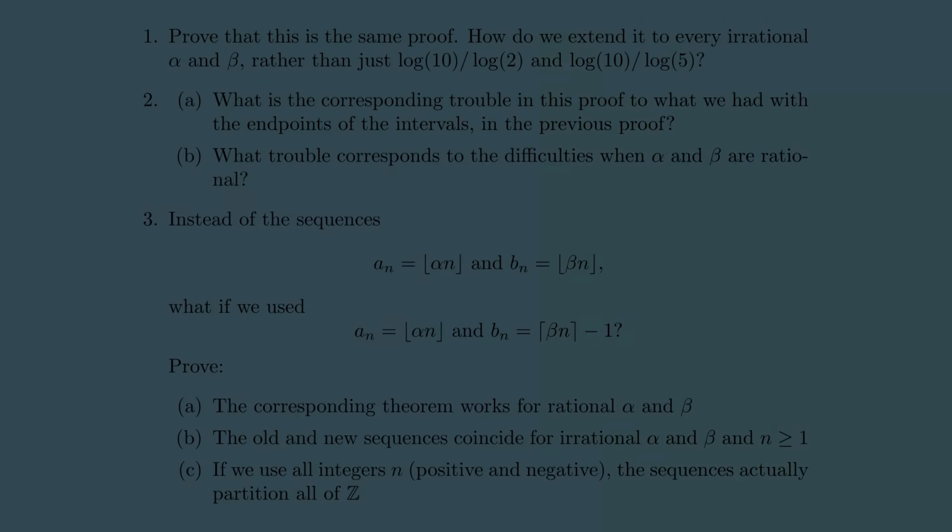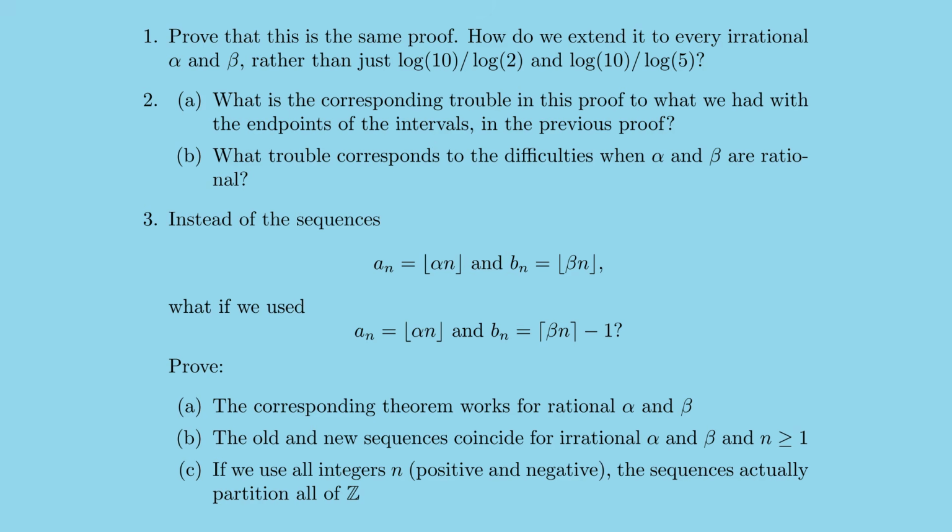Your challenge is to convince yourself that this is the same proof as the one from before, and see how to extend it to every pair of alpha and beta. Also, there was some difficulty with the endpoints. Where does that manifest itself here? And what is the corresponding trouble if alpha and beta are actually rational?